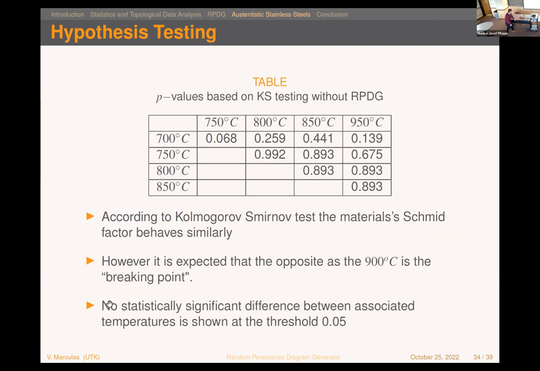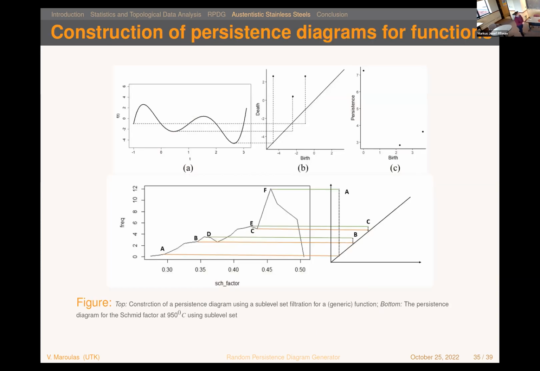Okay, so if you run that, this is what they got. They couldn't differentiate anything. All the p-values are really large. So the Schmidt factors for these materials at the various different temperatures behave similarly. We don't see the breaking point at 900 Celsius. Now, what we're going to do is our approach, the persistence diagrams approach, but for the Schmidt factors.